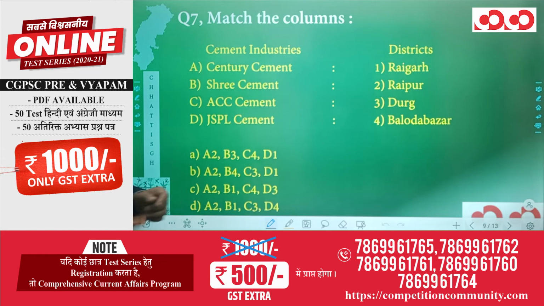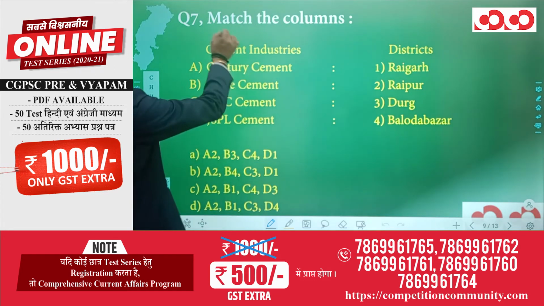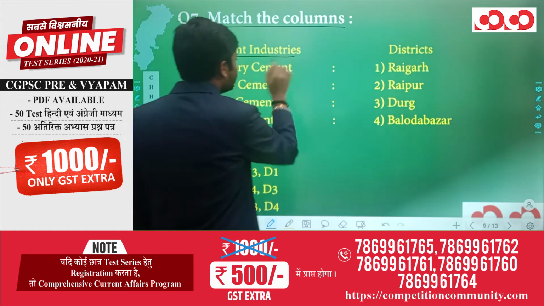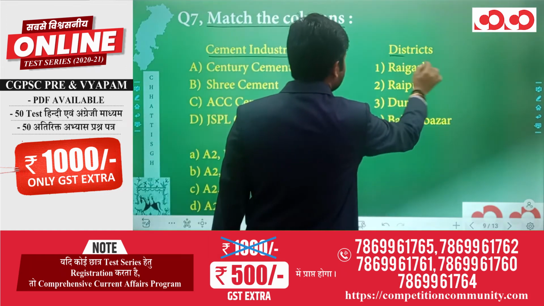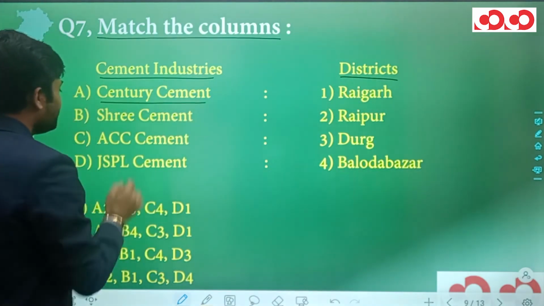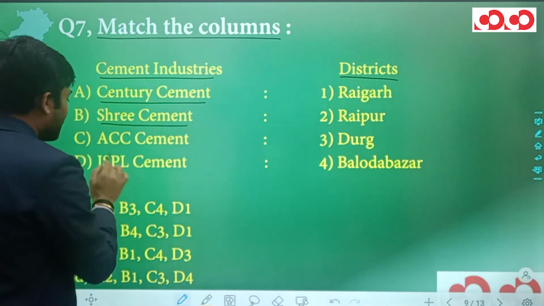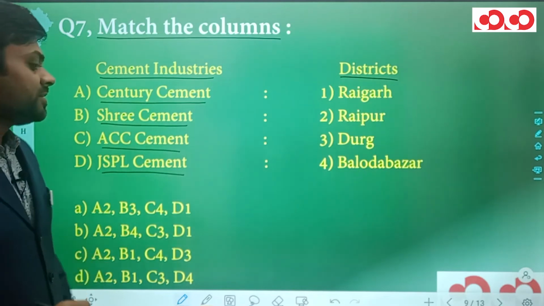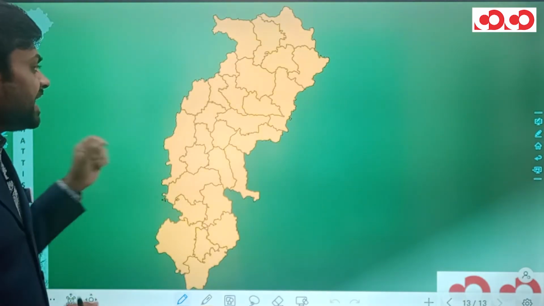Now next we have a seventh question, in which we have to match the columns, wherein in the first column we have cement industries and in the second column we have districts. In the cement industries we have Century Cement, Shri Cement, ACC Cement, and JSPL Cement. Now let us solve this question with the help of the map.